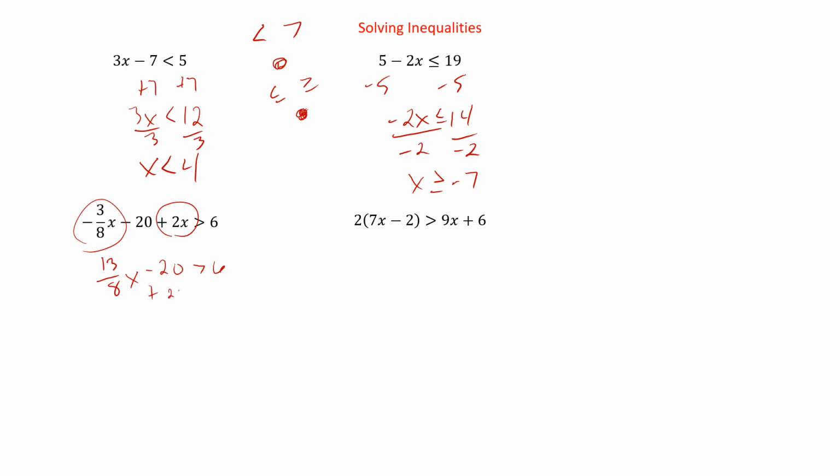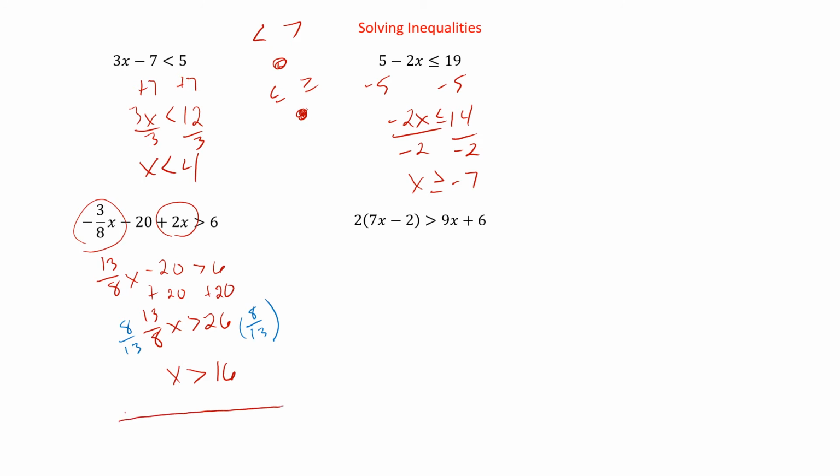Now we can add 20. So we have 13/8 x is greater than 26. And now to get rid of 13/8, we divide by 13/8, which is the same as multiplying by the reciprocal. So when we do that, we get x. It was a positive number, so it's still greater than. 26 over 13 is 2 times 8 is 16. So x is greater than 16.